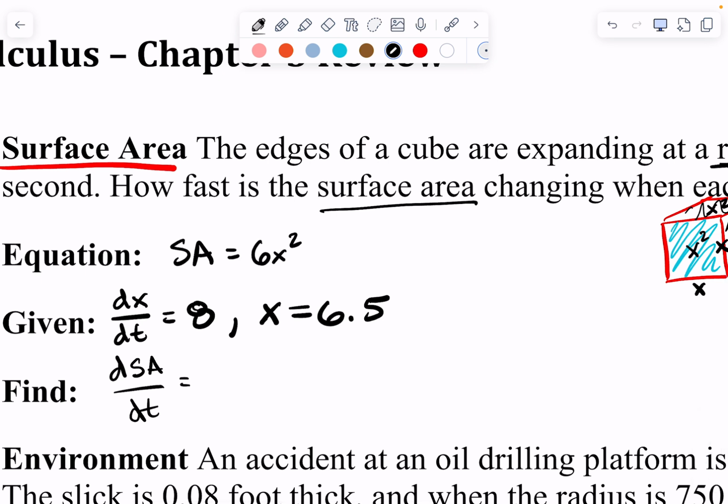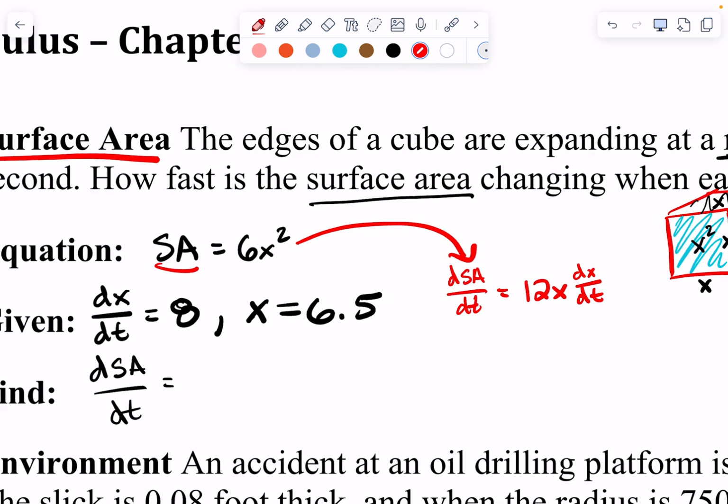Now what do I do? Derivative. What's the derivative of surface area? 12x. Oh, what's the derivative of SA? dSA/dt, right? Okay, that is 12x. And then what? What am I missing? We need a dx/dt on the end of it, right? Yep, because we're not taking the derivative with respect to x anymore. It's the derivative with respect to t.